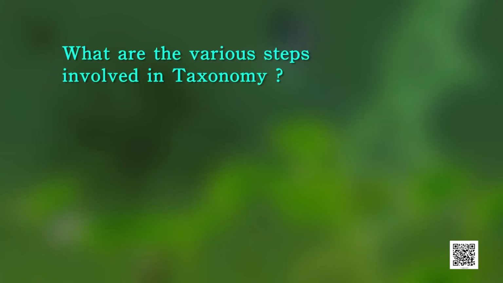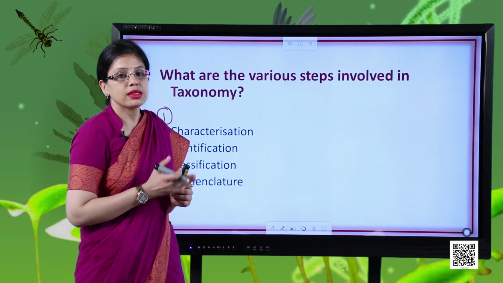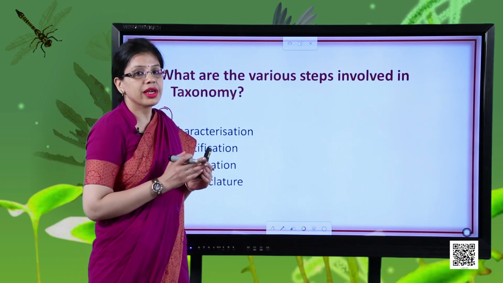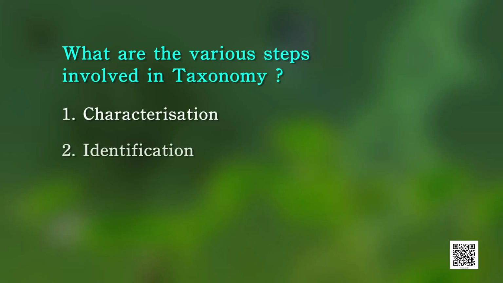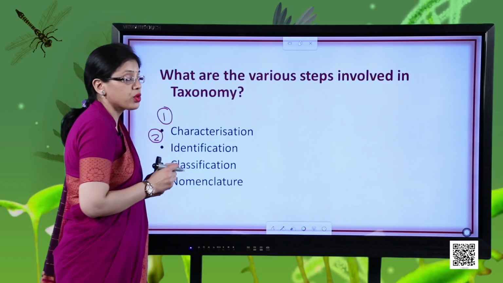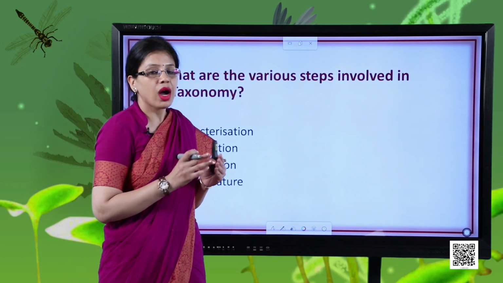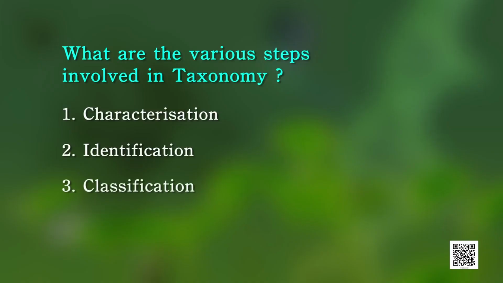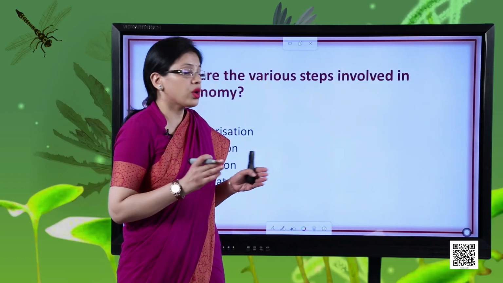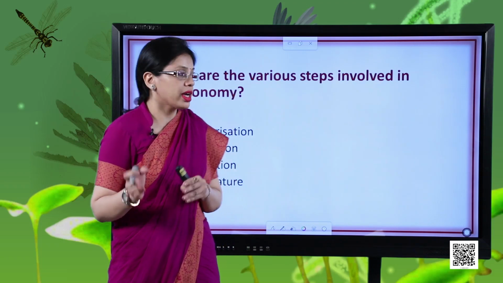In your previous session, you have already studied the various steps involved in taxonomy. The first step is characterization, a process in which we study the characteristics of the given organism. Then we have the second step, identification. I hope you remember, in this step we try to identify the given organism. Then we have the third step, classification. Based on the characters, we try to classify the organism, to put it into different categories.